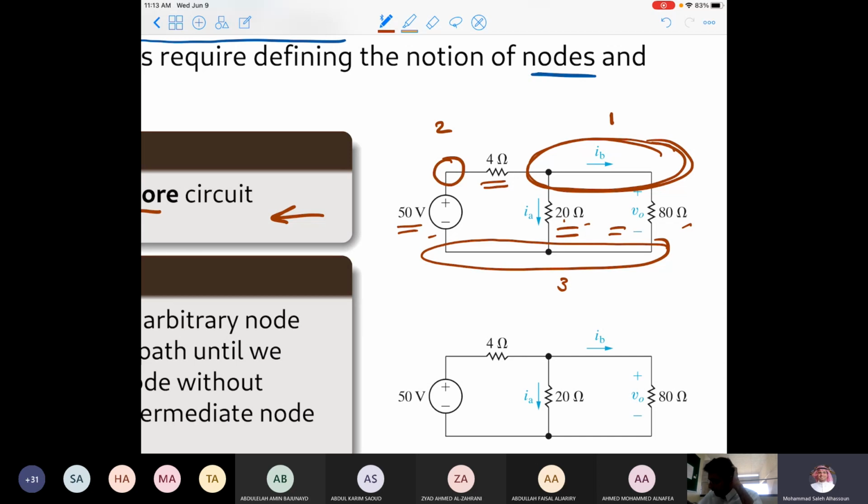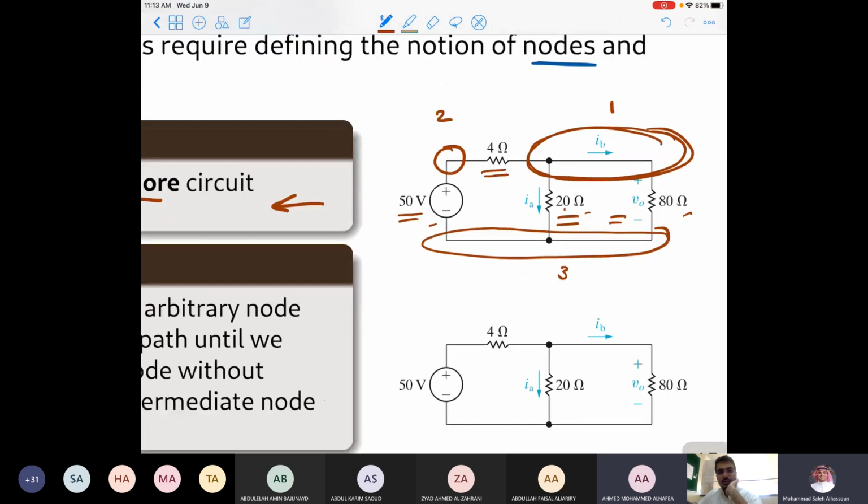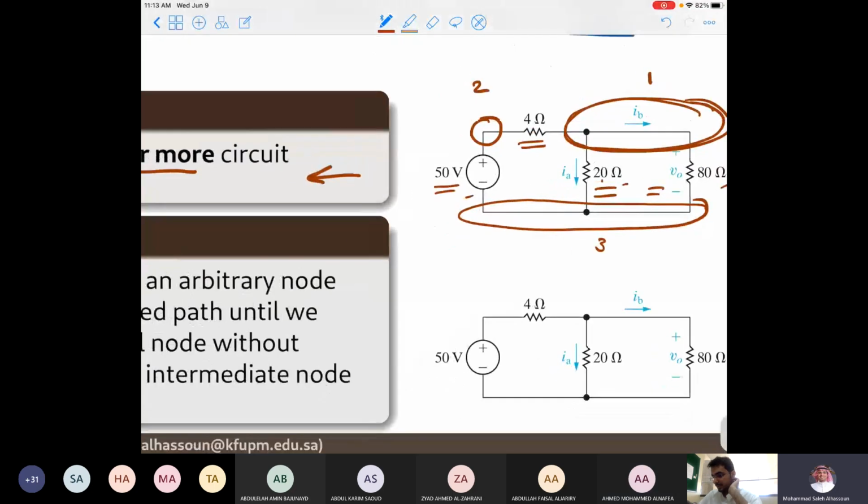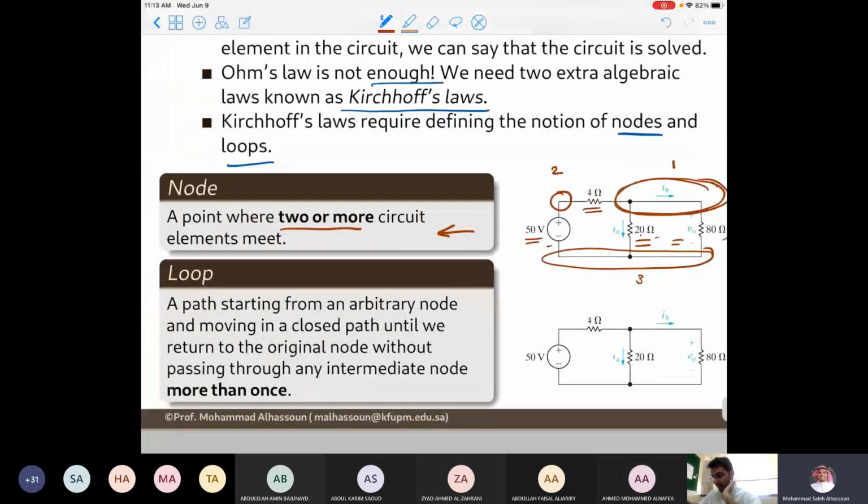So let's say, for example, I put my pencil on the 80 resistance and move it until reaching the 20, then return back, then going to the 50 volts. All of this is a node because I continue. Yes, as long as you don't encounter any circuit element, this is considered a node. Thanks.